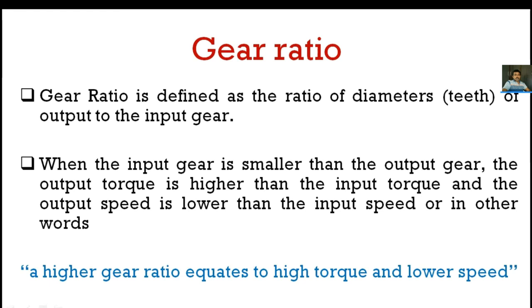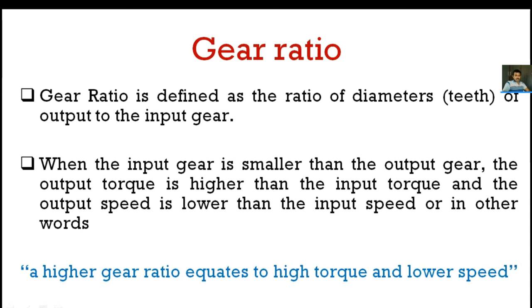Okay. When the input gear is smaller than output gear, that means input gear is smaller in diameter, output gear is larger in diameter. Obviously, input gear is said to be a pinion, output gear is said to be gear. Okay, the output torque is higher than the input torque. Power transmitted, P is equal to 2 pi nT by 60.